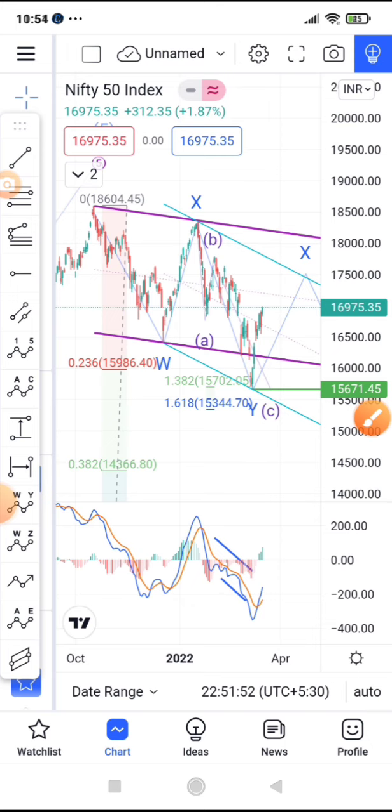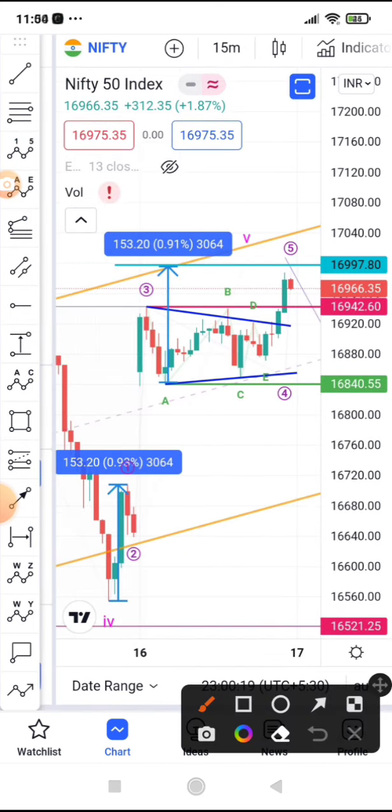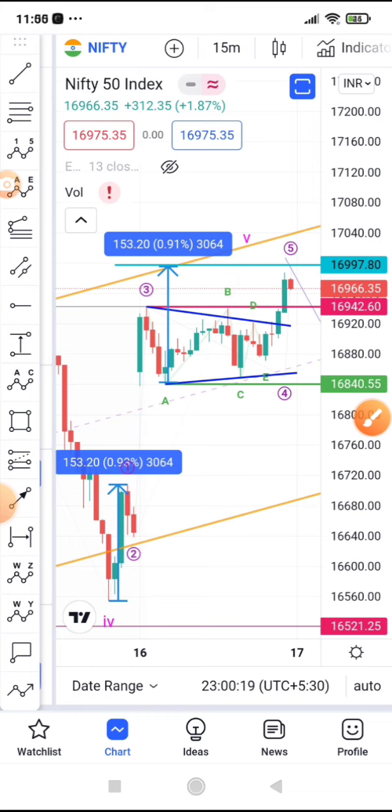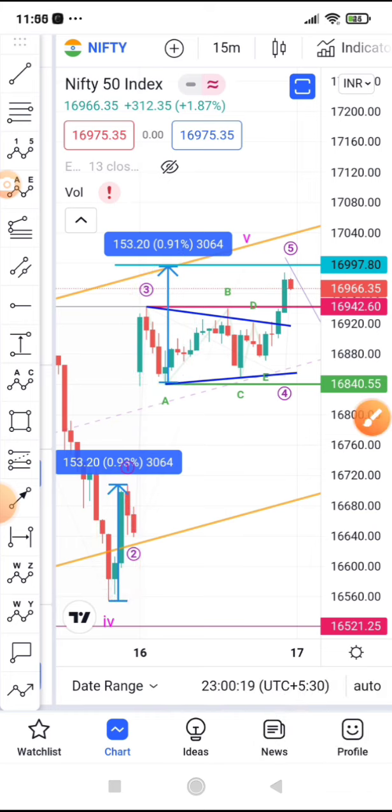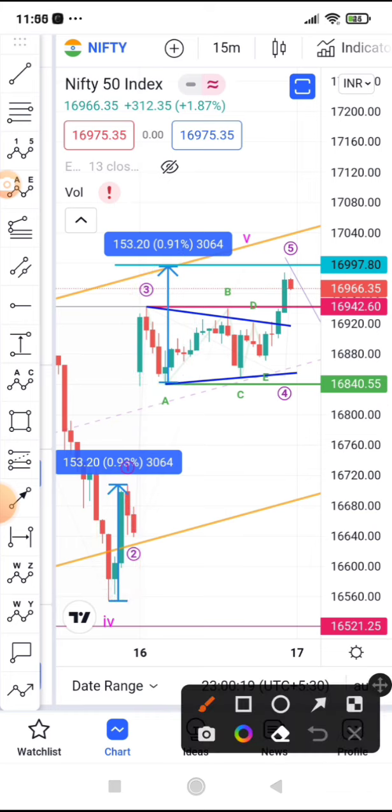So let's check the current move. Today's move was this 1 2 3 4 as a triangle in the 15-minute chart. It has broken upside from the triangle. So the minimum expected target is 17,000 as per this chart. As per wave 1 height, wave 5 would be equal to that height. So it can very much go upside, there is no doubt about it.